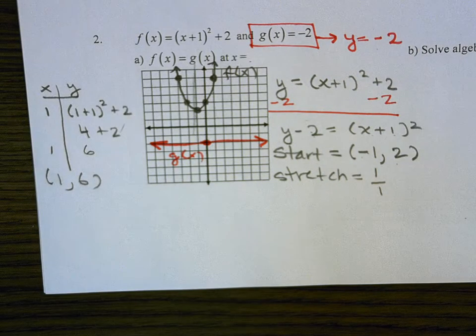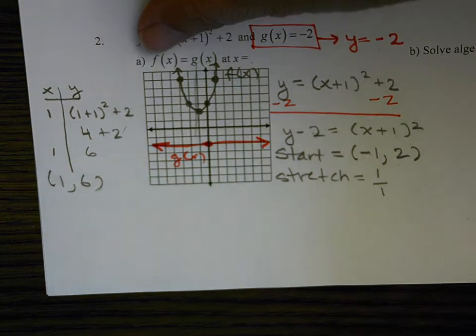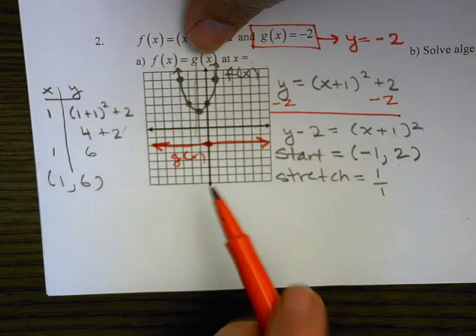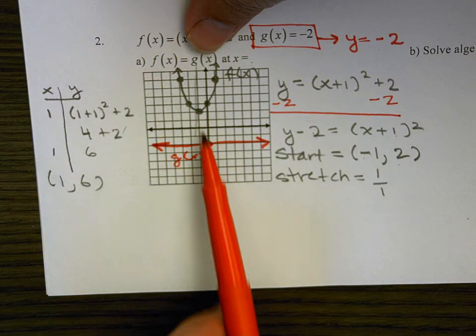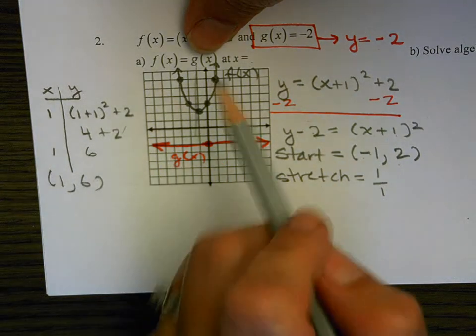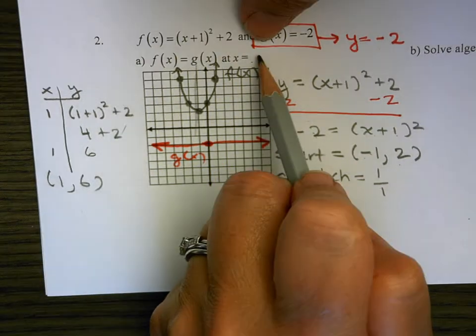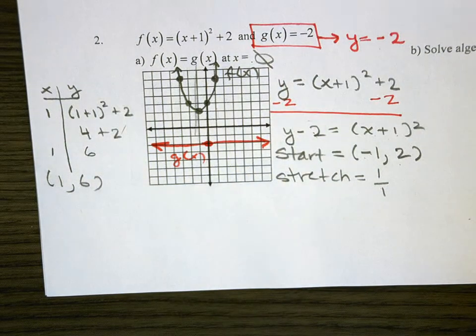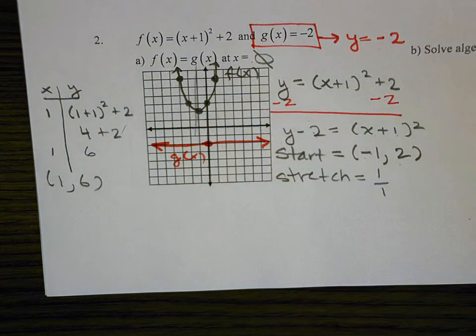So now for part A, they're asking us where does f of x equal g of x? So where they equal is where they intersect. But if I look, these are never going to intersect each other. So if they're never going to intersect each other, then there is no solution here, right? No solution, no place where they're going to cross. And so I would just write the words no solution, or I can use the symbol, okay?